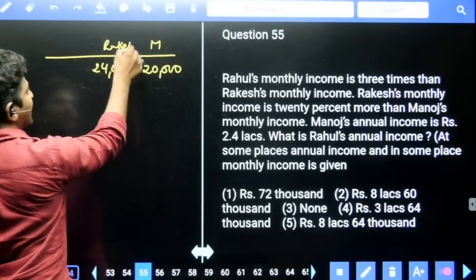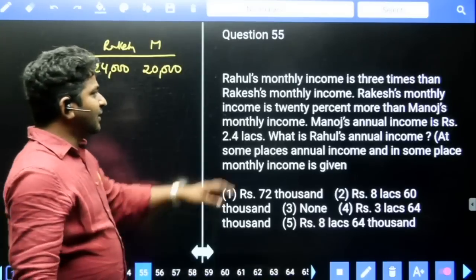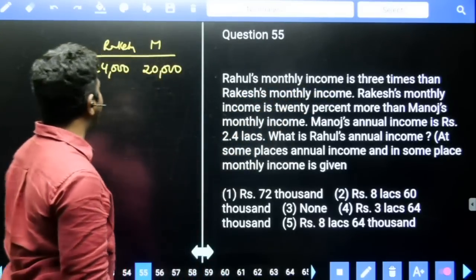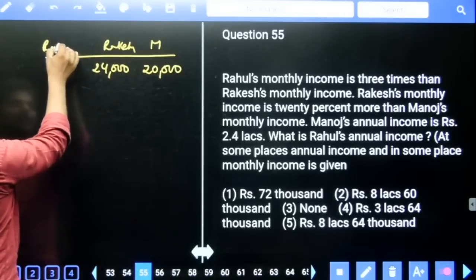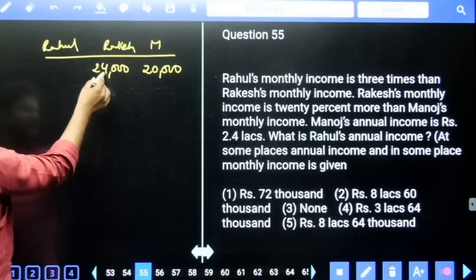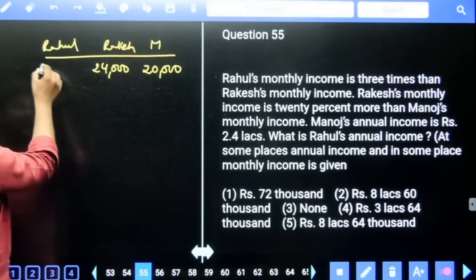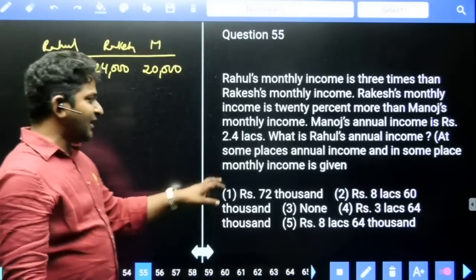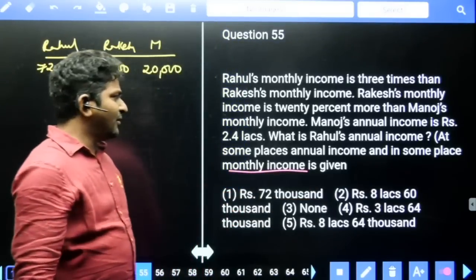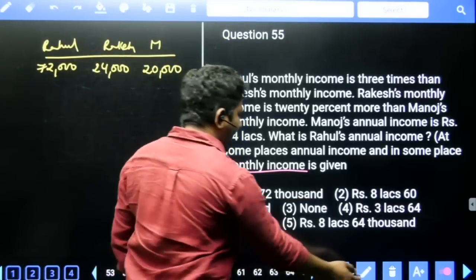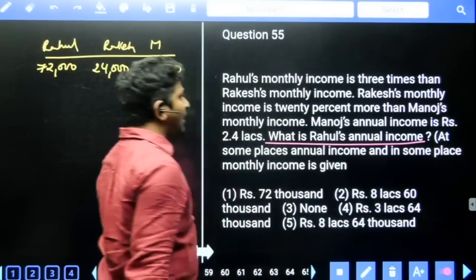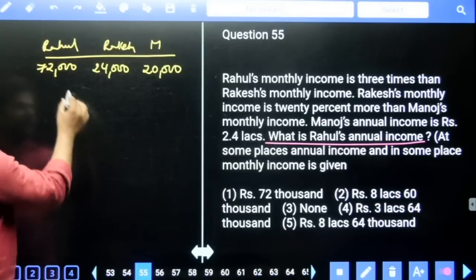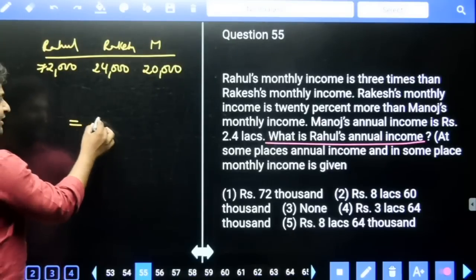Who is this? Rakesh. Next, Rahul's monthly income is 3 times that of Rakesh's monthly income. So Rahul is going to get 3 times this number. 24 three times is equal to 72,000. This is monthly income. But you're asked to calculate Rahul's annual income. Rahul per month is getting 72,000. Then forget about 3 zeros. We can add 3 zeros later.